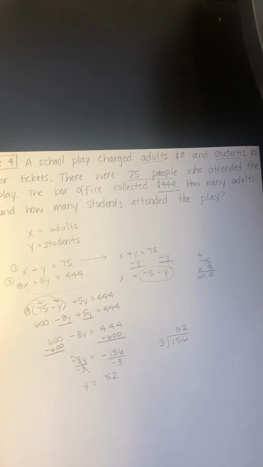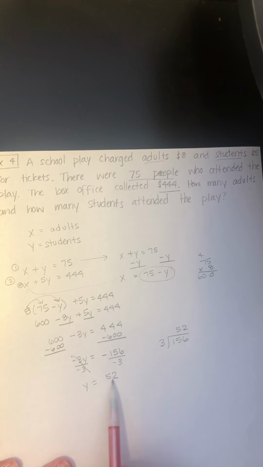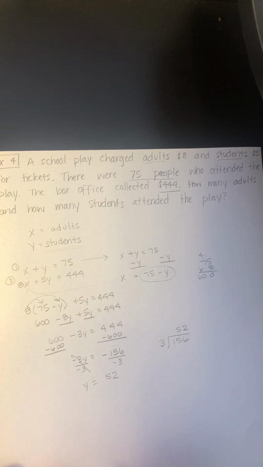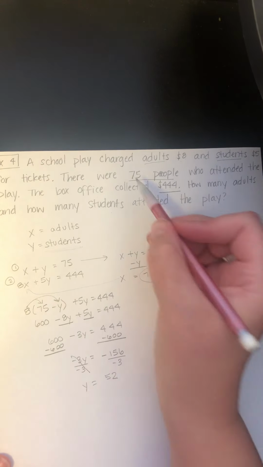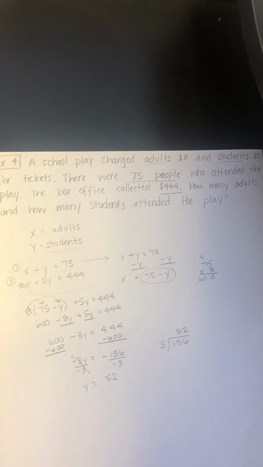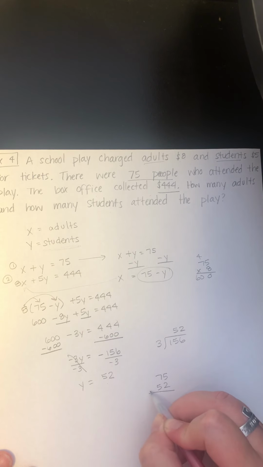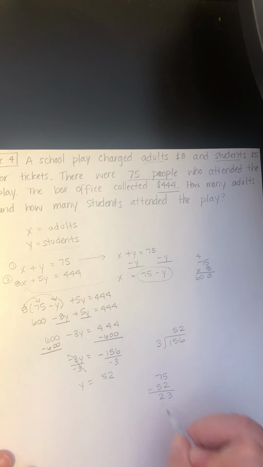So we have y. We've solved for y. This is the amount of student tickets because y is students. They sold 52 student tickets. Another way that you can solve for the adults is you can just do 75 minus 52 because there's only adults and students. So to find the adults, you do 75 minus 52. And you're going to get 23.